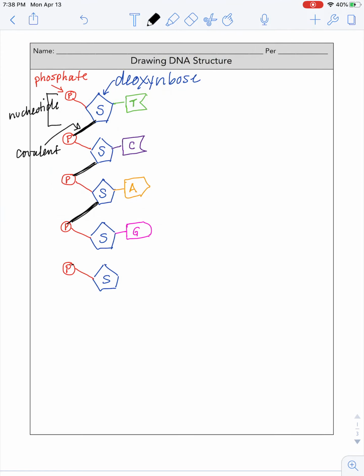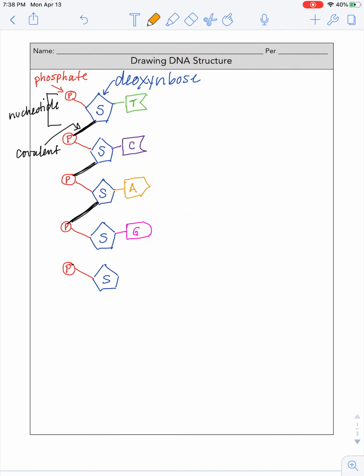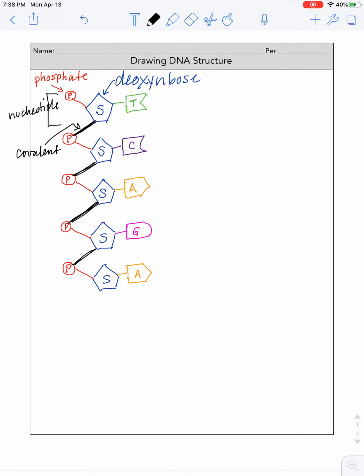And as you are doing this, you really do want to make sure that you're thinking about each of the structures that you're drawing, because the more that you talk about this out loud, the more likely it is that you're actually going to remember the structure that you're drawing. So here's my covalent bond between my deoxyribose and my phosphate. Now I've drawn one side of the ladder. This one side right here is referred to as a strand.